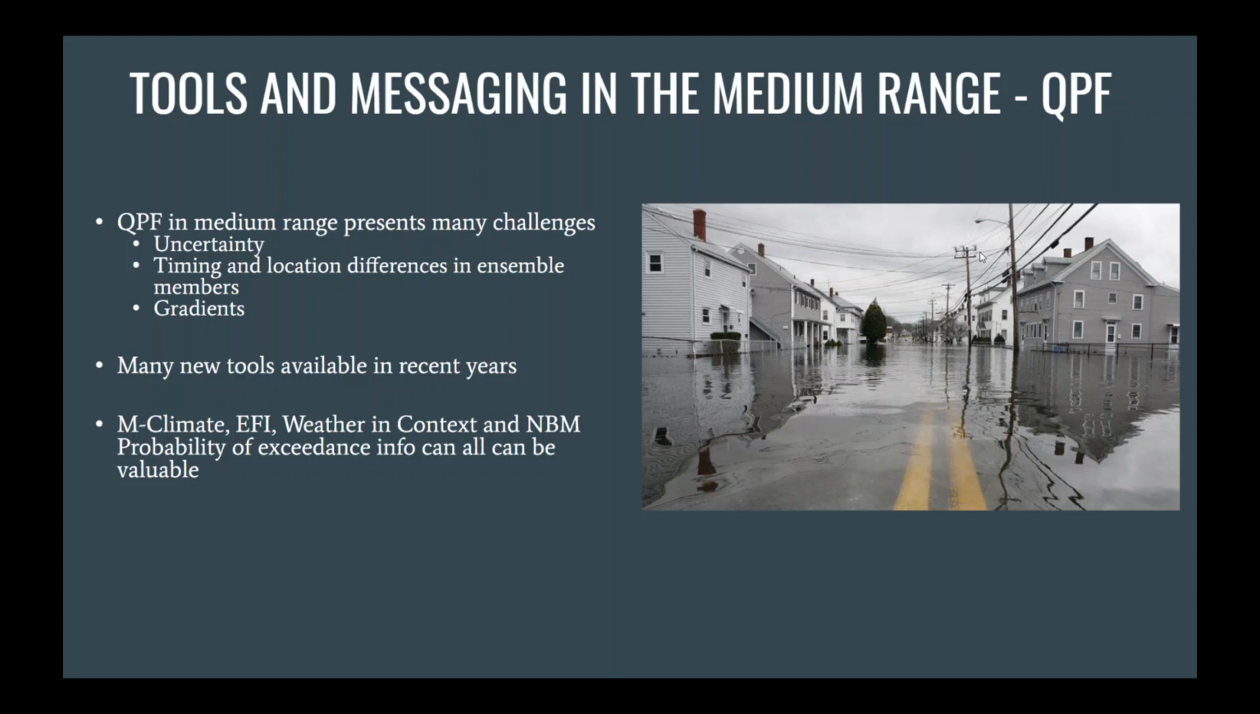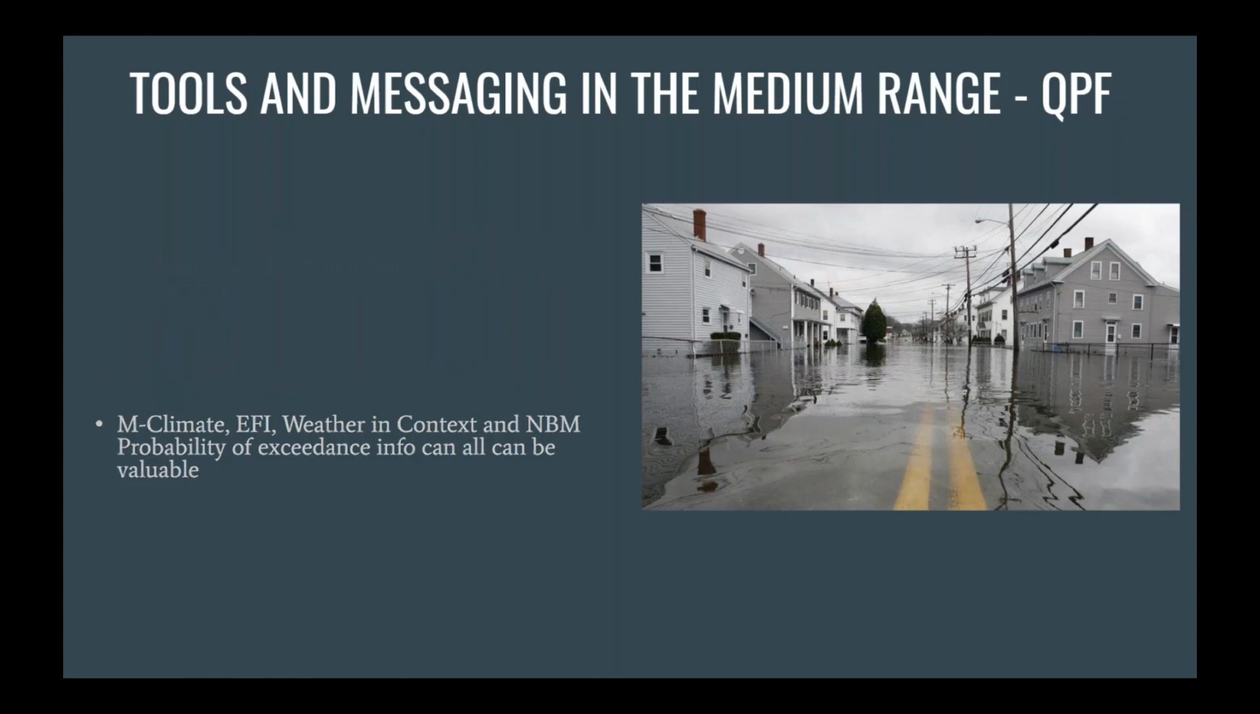But there have been a lot of new tools available in recent years. The M-climate has been around for about 10 years now from the GEFS, but some of these other ones are more recent. The weather and context, the EFI, and the NBM probability of exceedance can all be really valuable tools to assess the potential for heavy rain. So let's go ahead and move forward, Andy. What we're going to look at is each one of these. We'll go to the next slide.